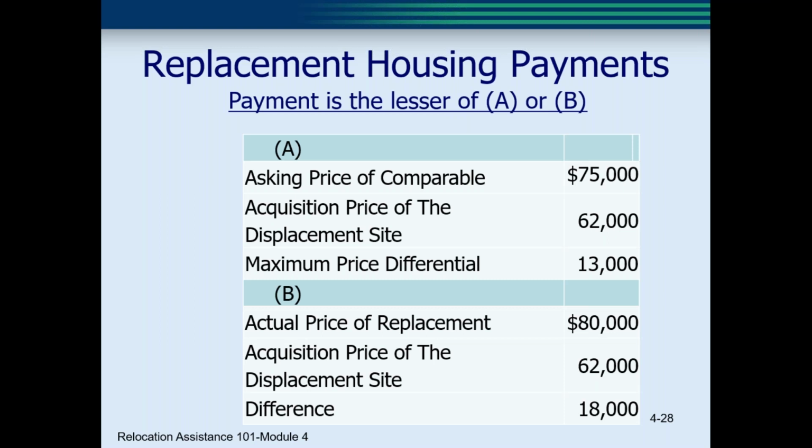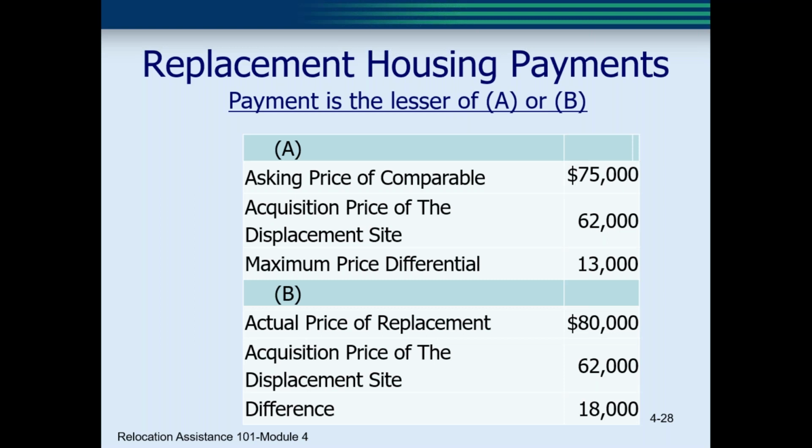So frequently, the displaced person will elect to purchase a replacement property that costs more than the selected comps. This is what you're going to see most of the time. In these cases, the actual price differential is limited to the price of your prime comp minus the acquisition cost. So let's look at this new scenario. You still have on the top, A is what you calculated. Your prime comp was $75,000, the acquisition price $62,000. So you determined that RHP at $13,000.